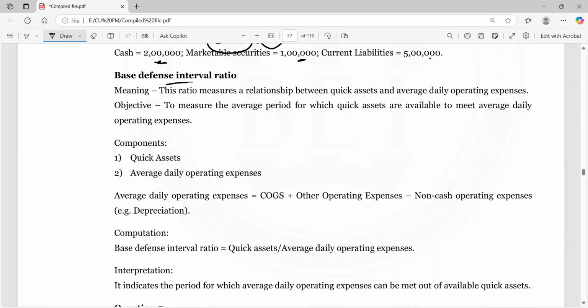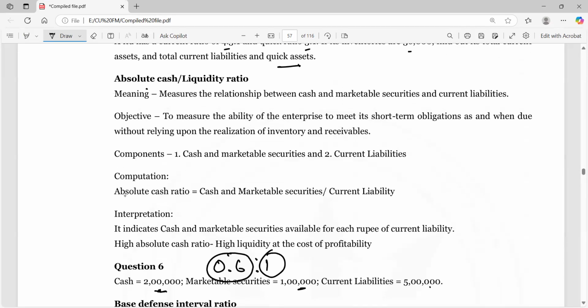Now listen, base defense interval ratio. You don't have this in BCom, right? Base defense interval ratio. Okay. So what is the formula for calculating base defense interval ratio?